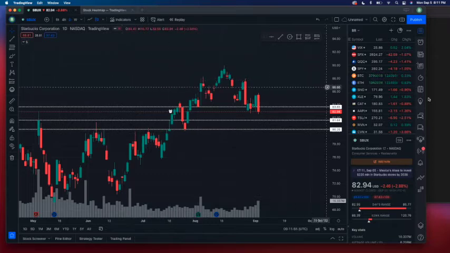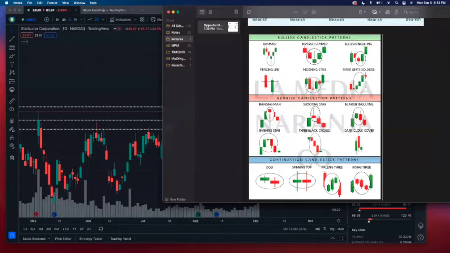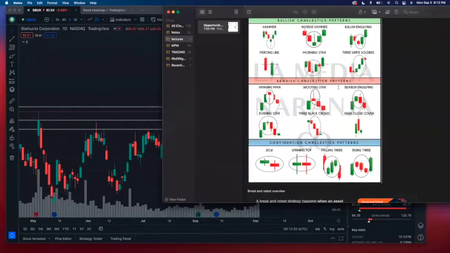I don't personally use them. I think it's better to recognize them on your own and understand the context. But for now, I think it will help you recognize them for sure.